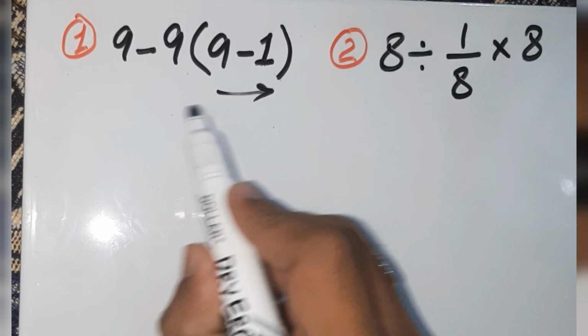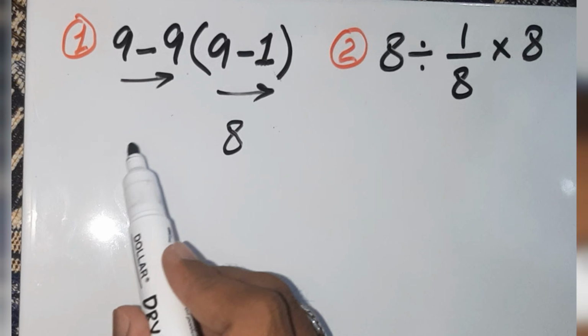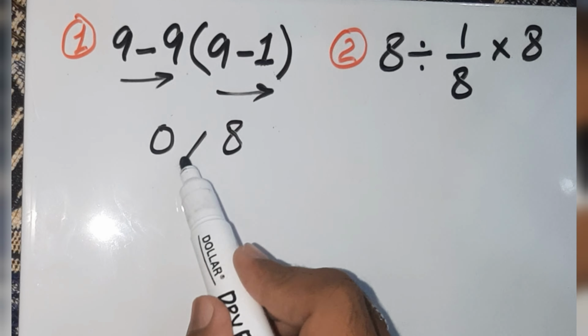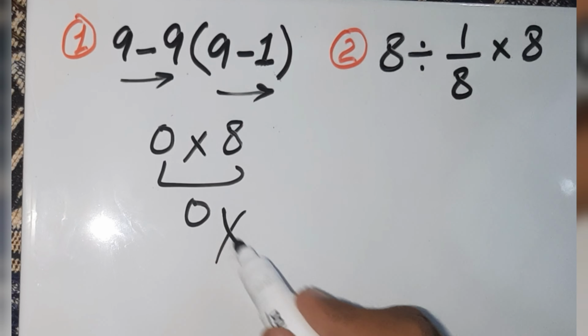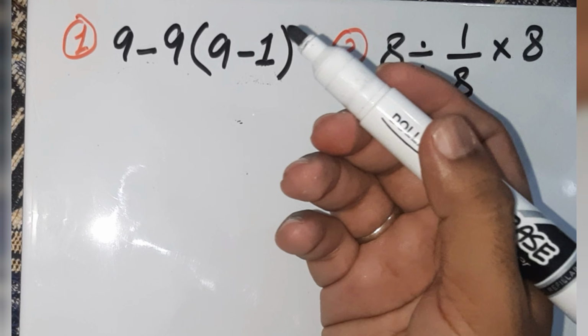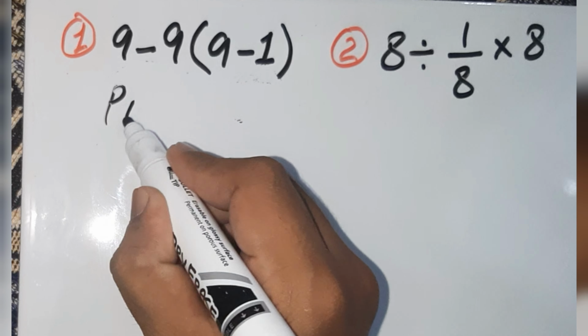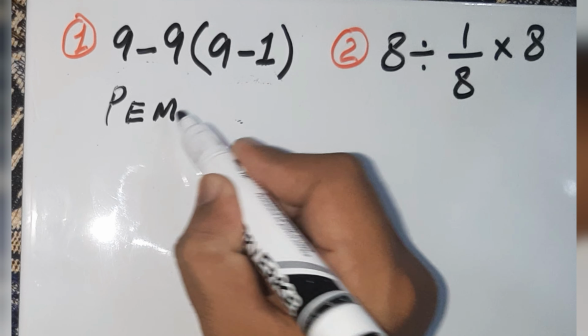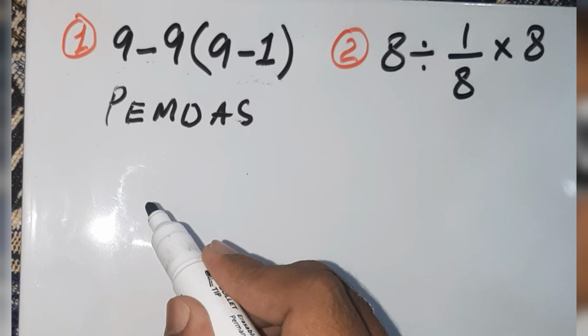Here 9 minus 1 gives us 8 and 9 minus 9 gives us 0. Then 0 times 8 gives us 0. But this answer is absolutely wrong because we didn't follow the order of operations, which is called PEMDAS, where P is for parenthesis, E for exponent, M for multiplication, D for division, A for addition and S for subtraction.